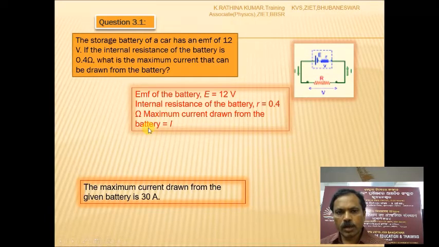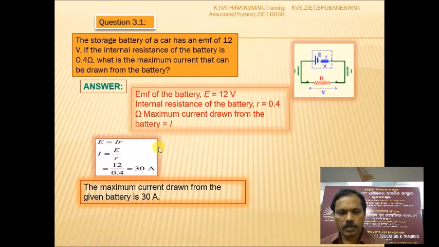So what are the given values? First we have to take them out. EMF of the battery given is E equal to 12 volt. And then the internal resistance of the battery r is 0.4 ohm. Then the maximum current drawn from the battery is going to be evaluated.